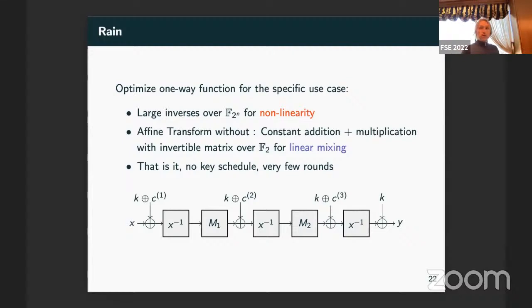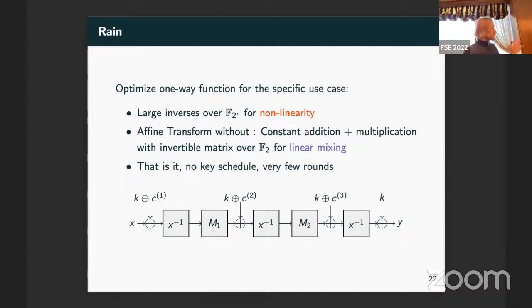So we can only break two rounds. So this is already the three-round version if you want, and we don't even have an attack on this one here. So we have three finite field inversions, two of those affine layers. That's it basically. No key schedule. So it's a very minimalistic design, and that allows for this very, very low signature size as well.